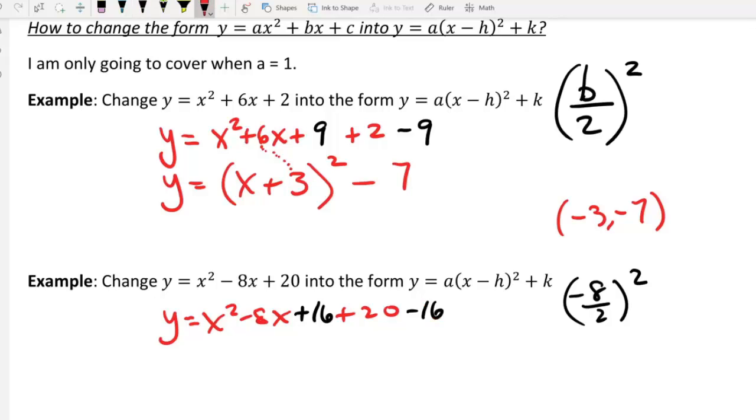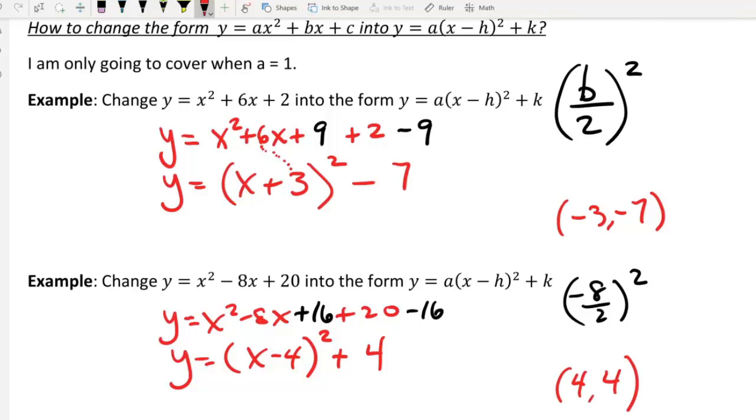The first 3 terms will factor to a perfect square. It's (x minus 4) squared, or half of -8, and at the end 20 minus 16 is 4. We can very easily see that the vertex is at 4, 4.